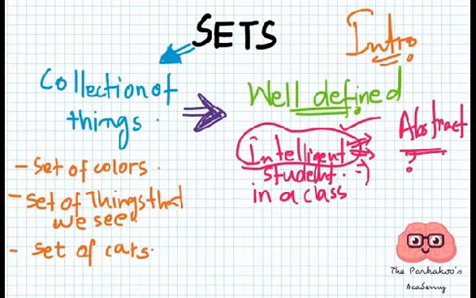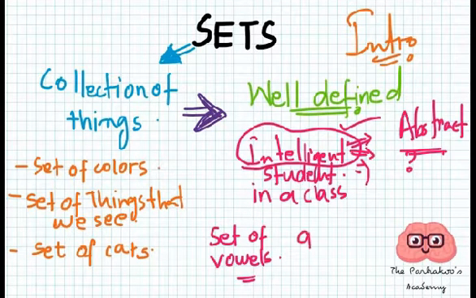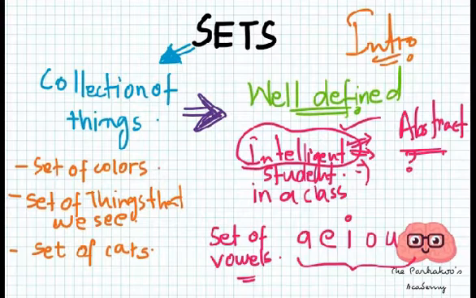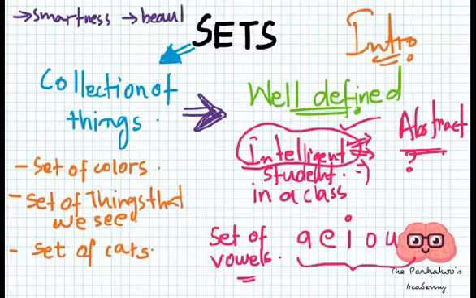But if I ask you to make a set of vowels, vowels are the same for you and me, that is A, E, I, O, U. So if you and I were asked to make a set of vowels, we'll come up with the same elements. So this is what well defined is. So things like smartness, beauty, intelligence, these are just abstract ideas and they are not well defined.